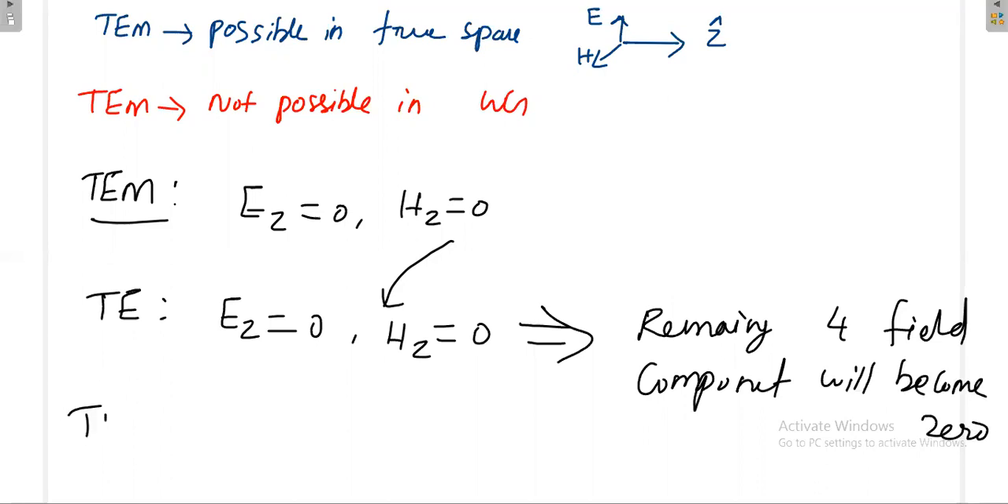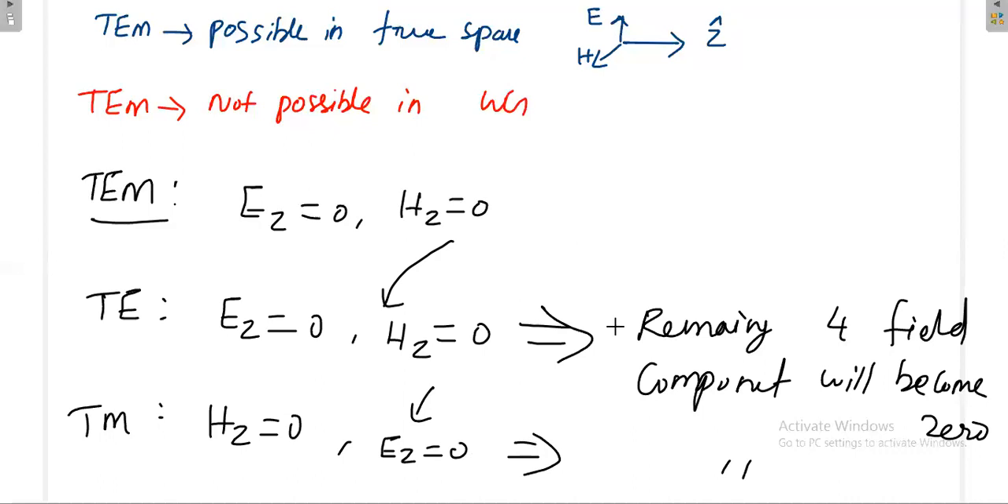Similarly, in case of TM also, in case of TM already Hz is equal to 0, then if you forcibly make Ez equal to 0, the same thing will happen. Then finally, what is the idea? The TEM mode is not possible in waveguide. Once if you try to have TEM mode, then it is making all the field components 0. Finally, you will not have any wave at all. That's why TEM mode is not possible in waveguide.